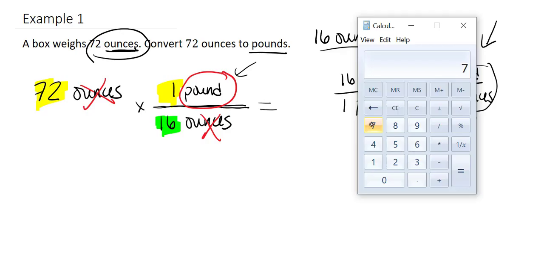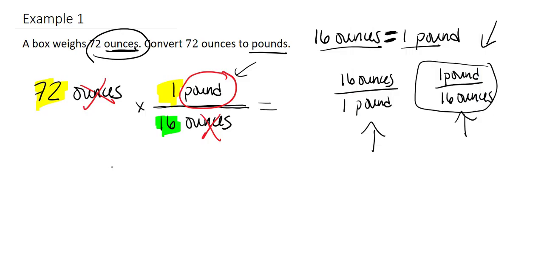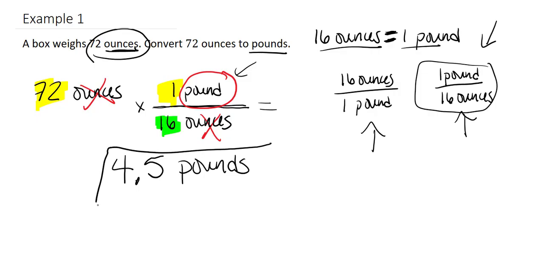So we have 72 times 1, which is equal to 72. And then we're going to divide, this is our divide button, by 16. And we get 4.5. So for our answer, we get 4.5 pounds. If we had 72 ounces, it's the same as 4.5 pounds. Now let's look at another example.